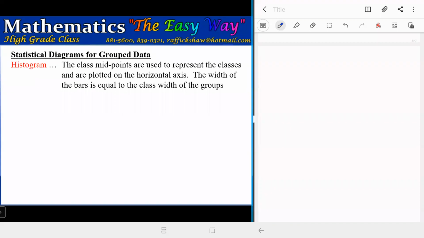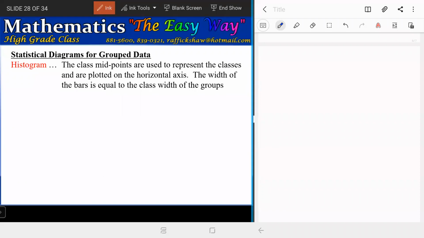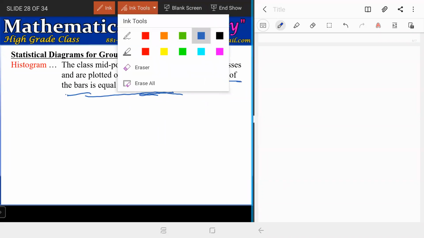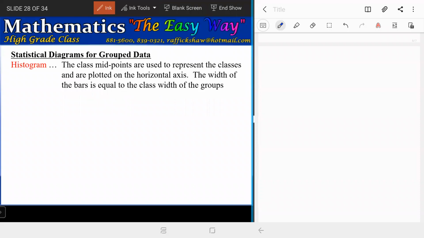The width of the bars must be equal to the class width of the group they represent. And then the height of the bars will be the frequency.